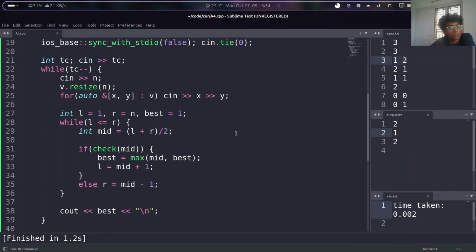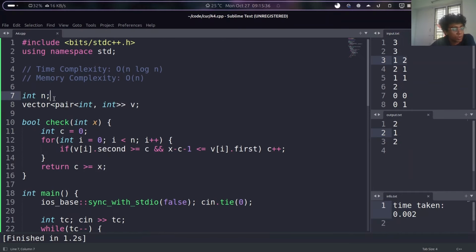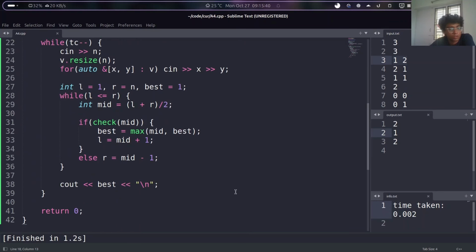Right. So we defined just global n and global v so that we can use our check function easily. Okay. So now we input n, we resize the vector and we input the values. This is going to be the binary search portion. So L goes from 1, R to n, right? So while L is less than or equal to R, we'll do the binary search logic. Best is going to store the final answer. What we do is obviously mid is equal to L plus R by 2. We do the check on mid, right?